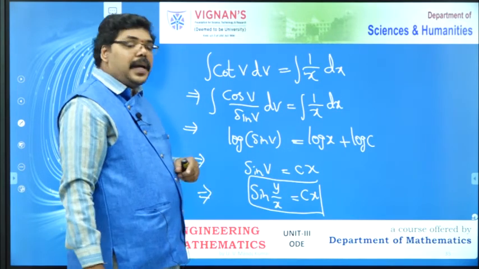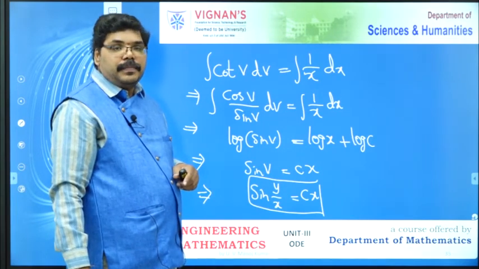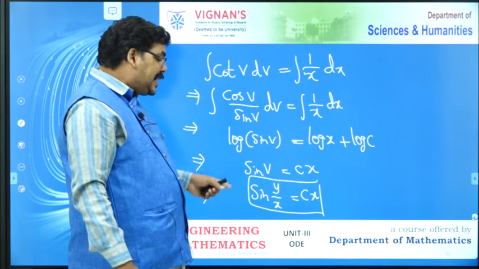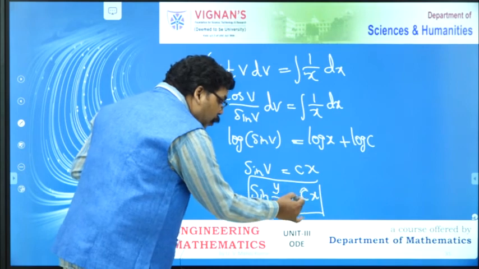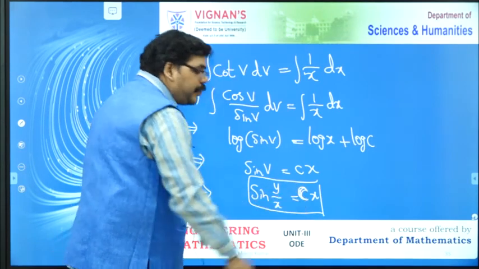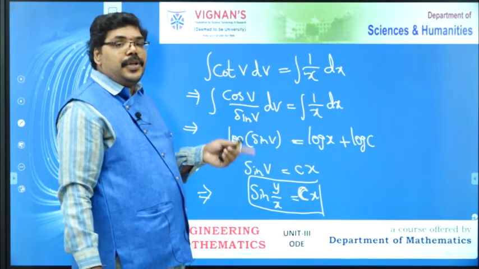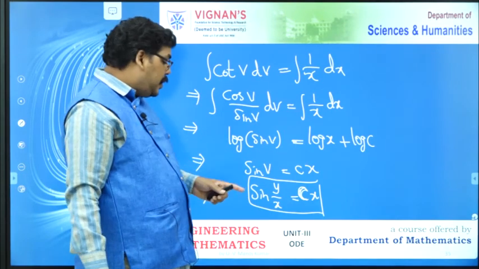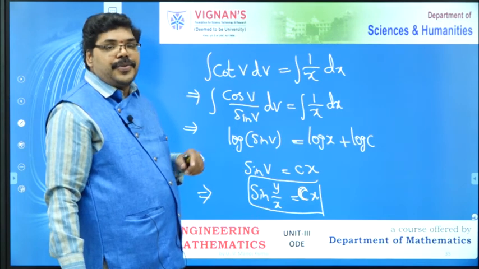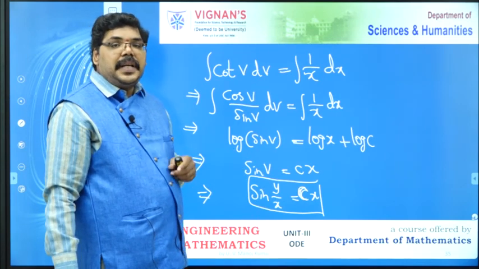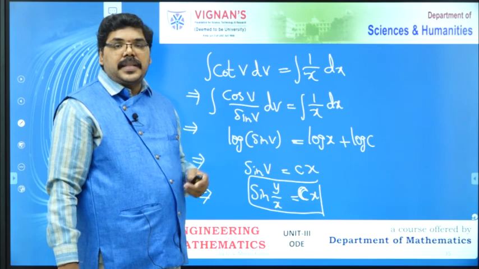Now, is this a general solution or not? Yes, it is a general solution because it involves one arbitrary constant c. Since the solution involves an arbitrary constant, the solution we obtained here is the general solution. Okay, we will see another model in the next class.